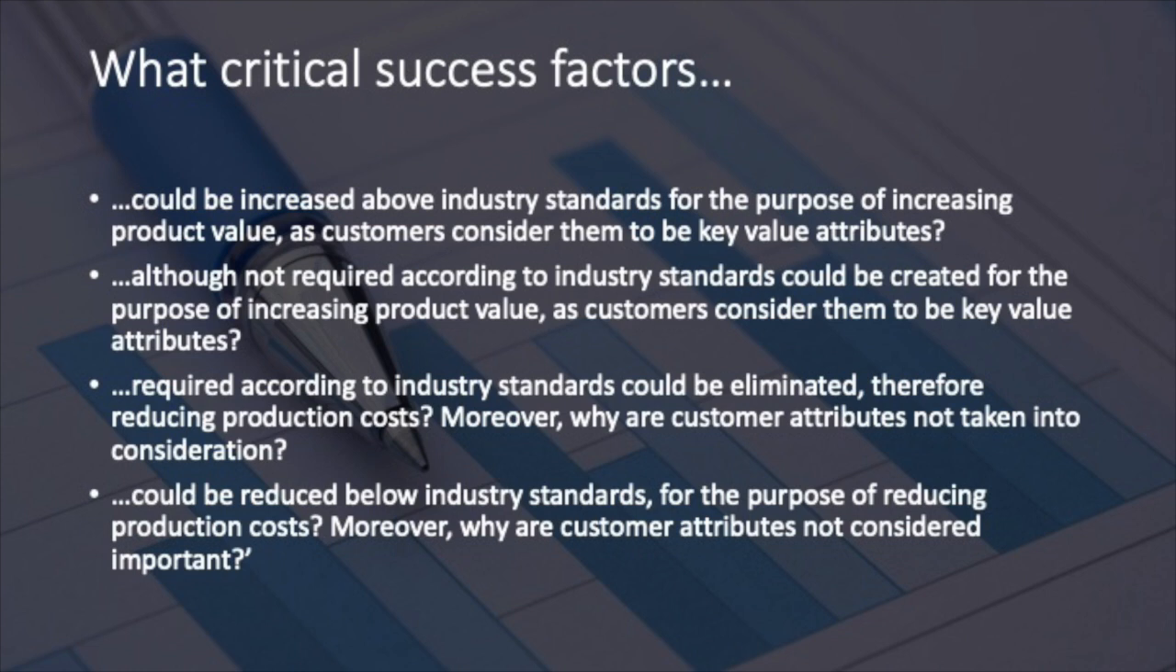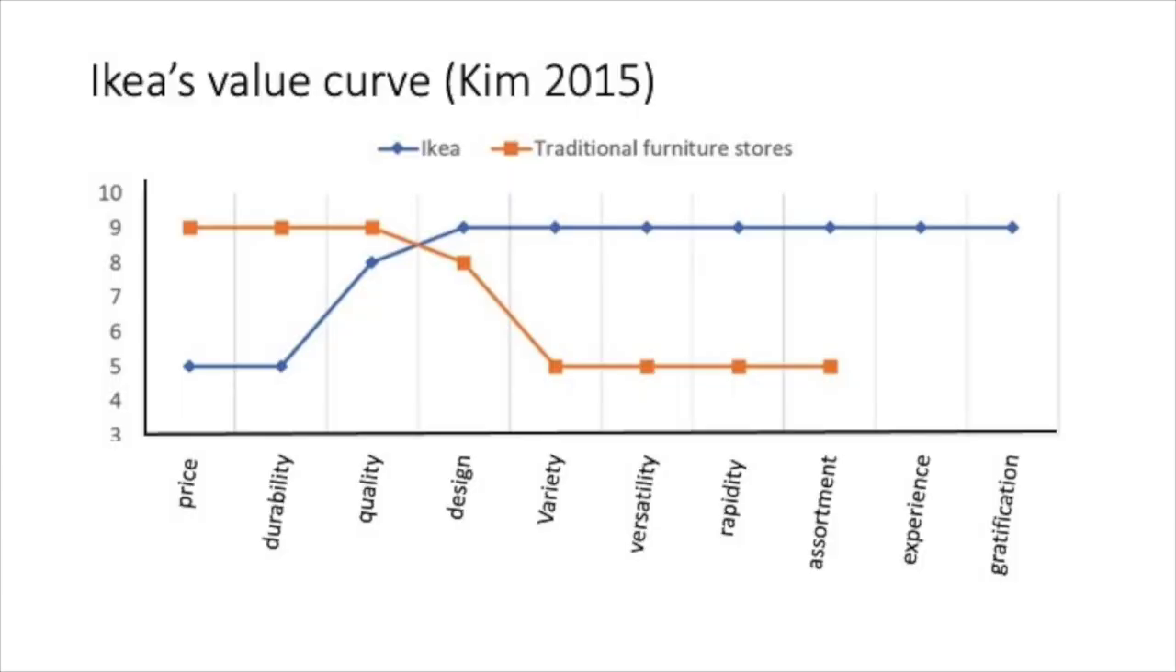Increasing above industry standards for the purpose of increasing product value. Customers consider them to be key value attributes. Not required according to industry standards, but could be created for the purposes. So you might want to go above industry standards, but that movement above the industry standard might not be required. So there's a difference between a necessity and a desire to move above them. And you can apply these questions back to the value curve to say, what's going on here.